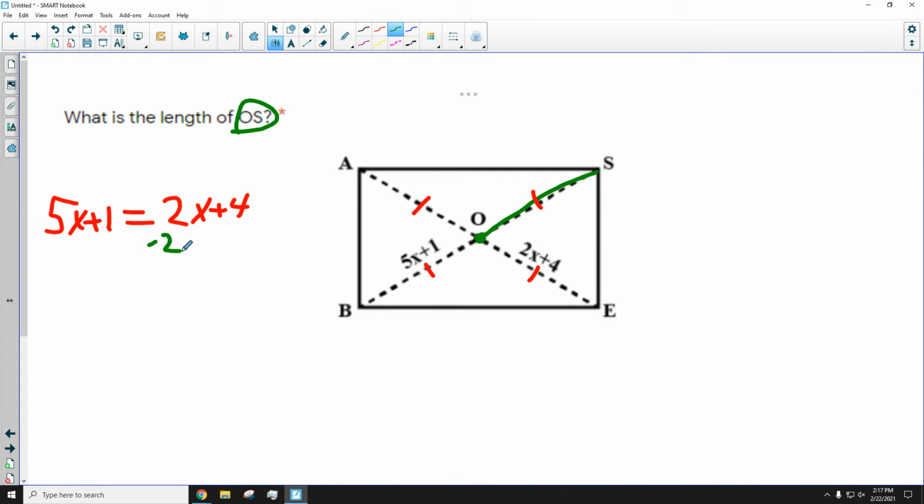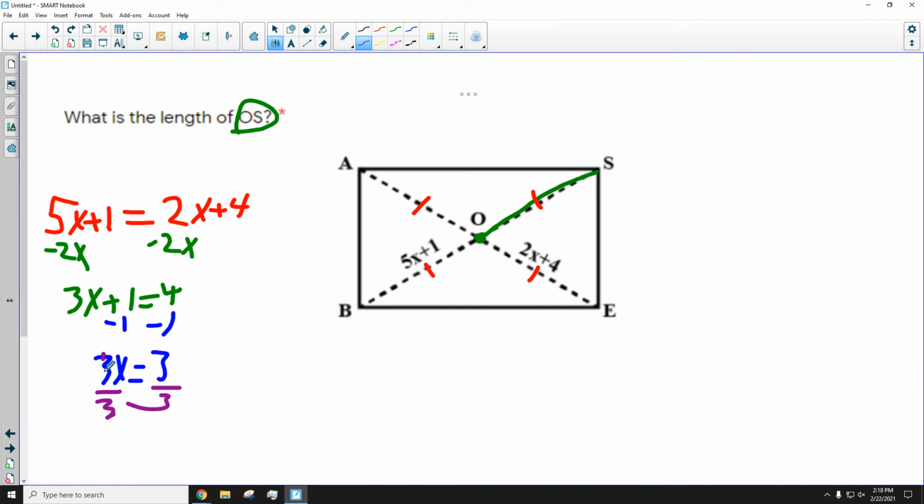All right, so let's start by moving this 2x over here, which gives me 3x plus 1 equals 4. And then I can subtract 1 from both sides. Gives me 3x is equal to 3. And if I divide both sides by 3 to get rid of that 3 next to the x, I get x is equal to 1.